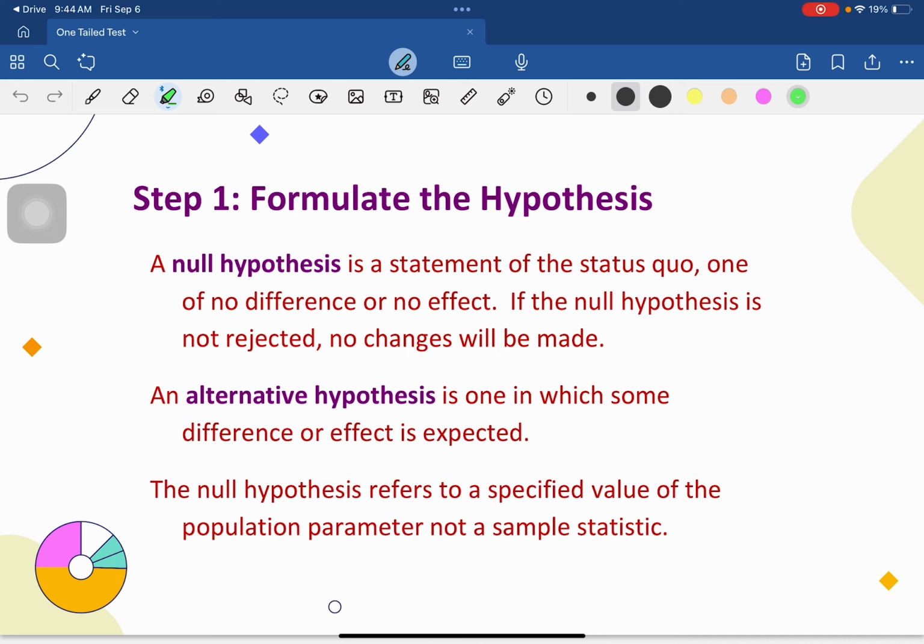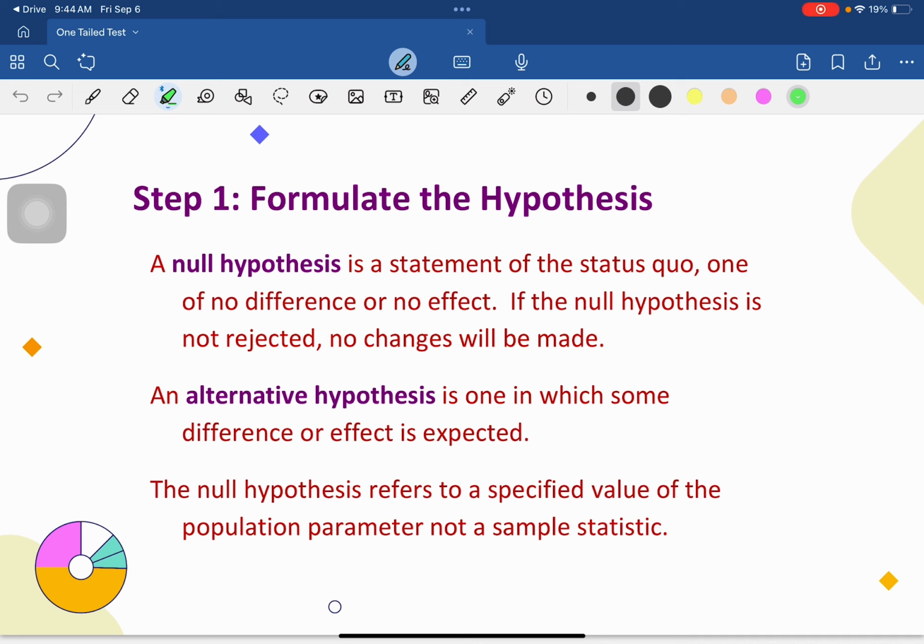So we formulate a null hypothesis. This is the statement of the status quo, one of no difference or no effect. If the null hypothesis is not rejected, no changes will be made. This is the status quo. This is what the score is. This is the current situation, the current scenario. So here, no changes will be made.